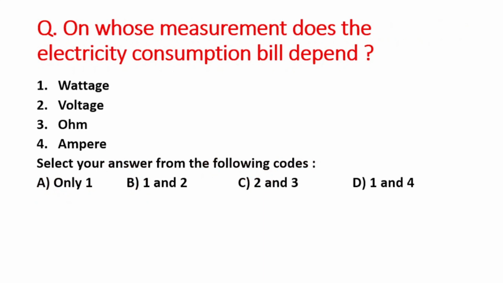Next question is: on whose measurement does the electricity consumption depend. First is the wattage, second one is the voltage, third one is the ohm and fourth one is the ampere. So the right answer will be option A, that is only one.